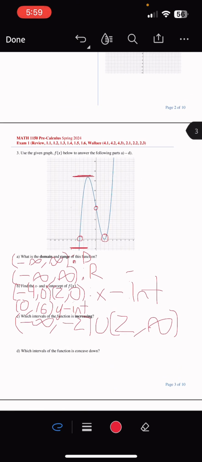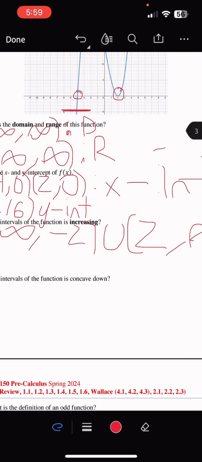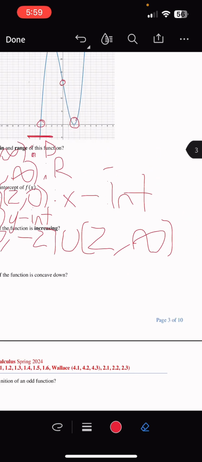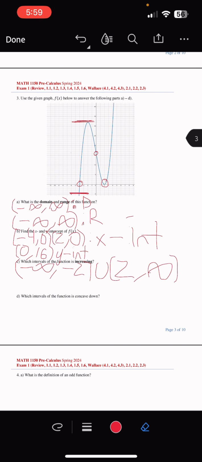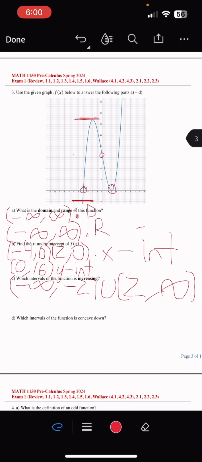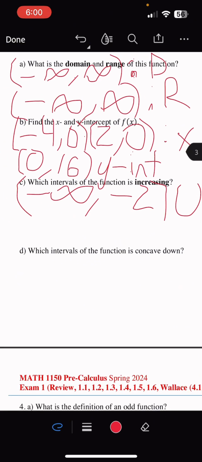And then what intervals of the function is concave down? So concave down looks like this, and concave up looks like this. So you're basically looking for an n on the graph or a u on the graph. So concave down means an n on the graph, and that happens at negative infinity, and it goes all the way over to 2, as you can see here. See that n? So negative infinity to 2.